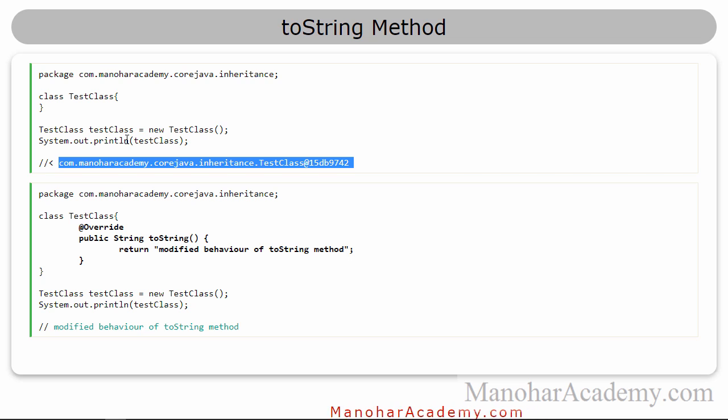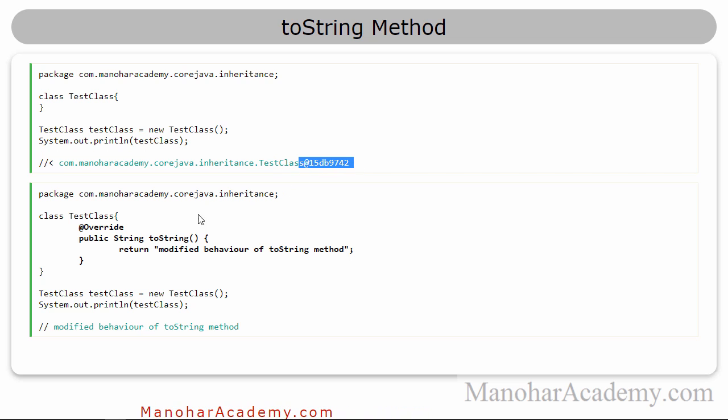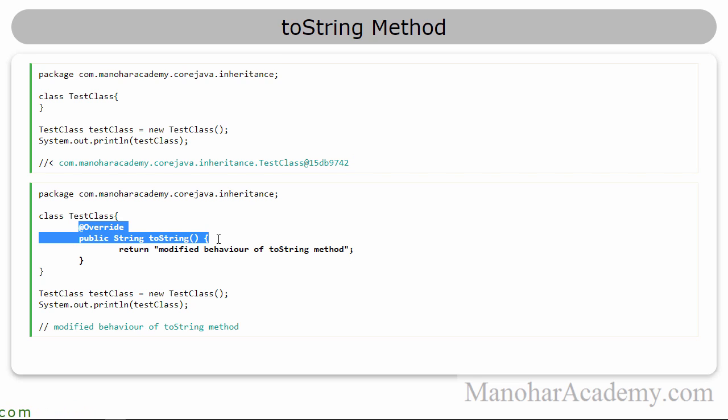Whenever we want to print some object, we want to print its state or some useful information, but not just its address or something like that. So to do that, we are going to override the toString method that is inherited from the superclass Object.